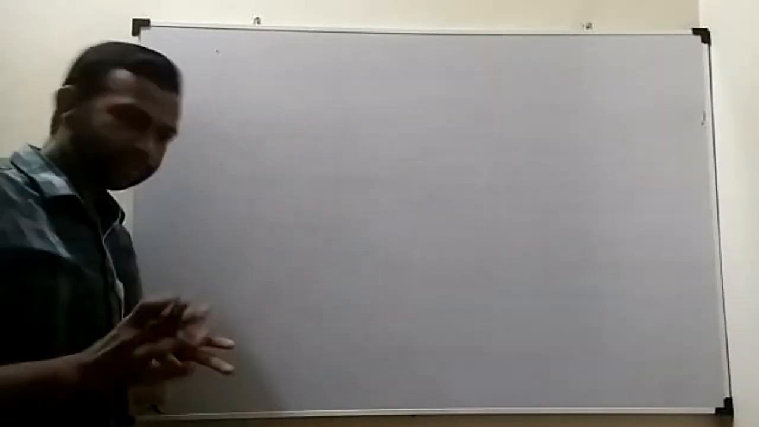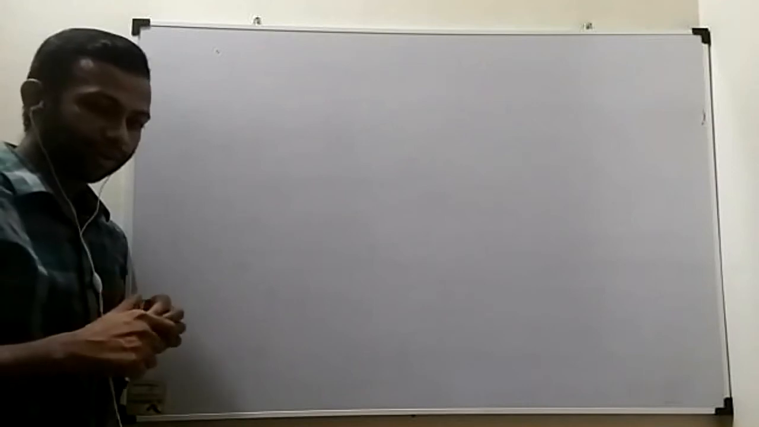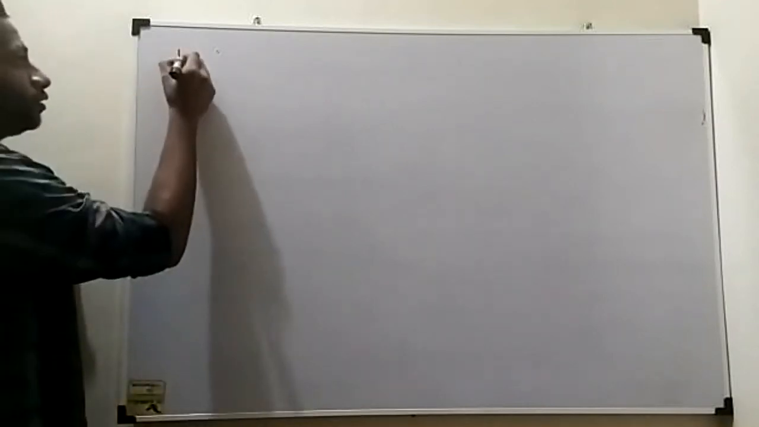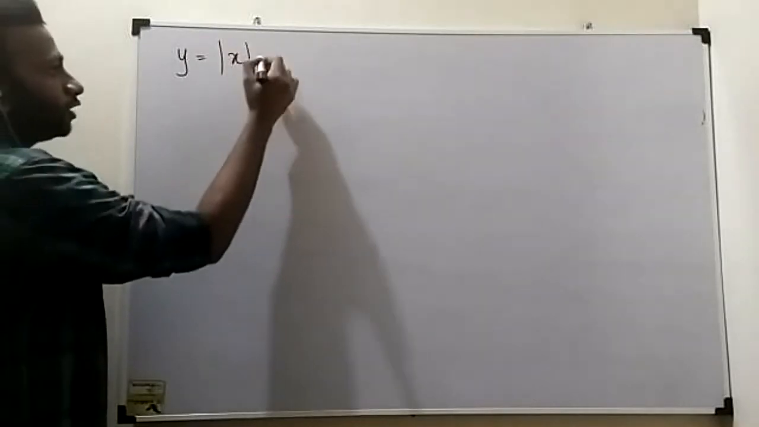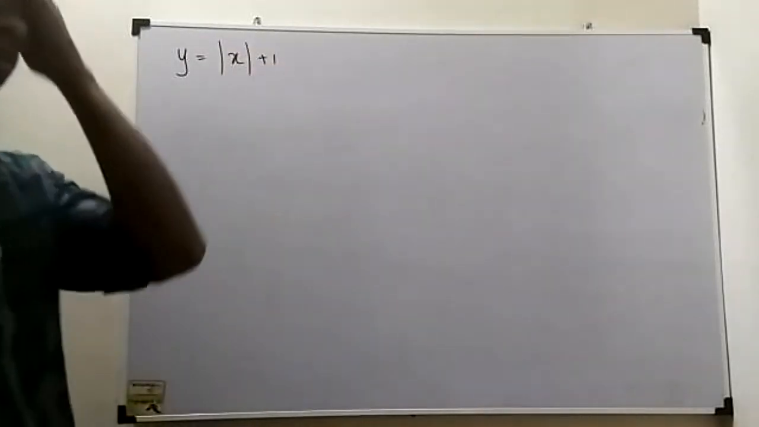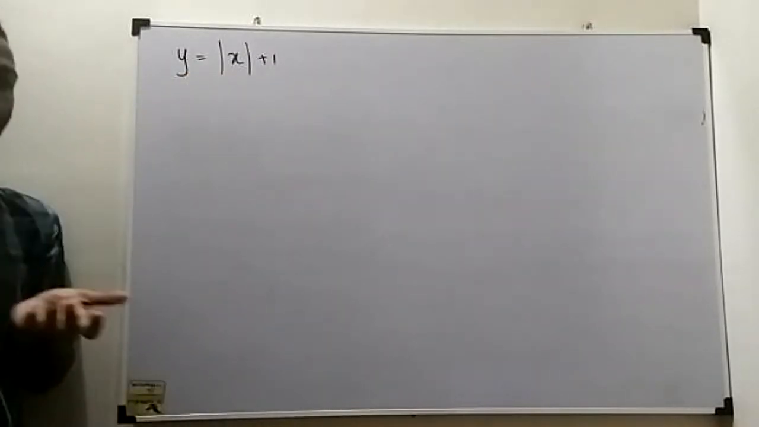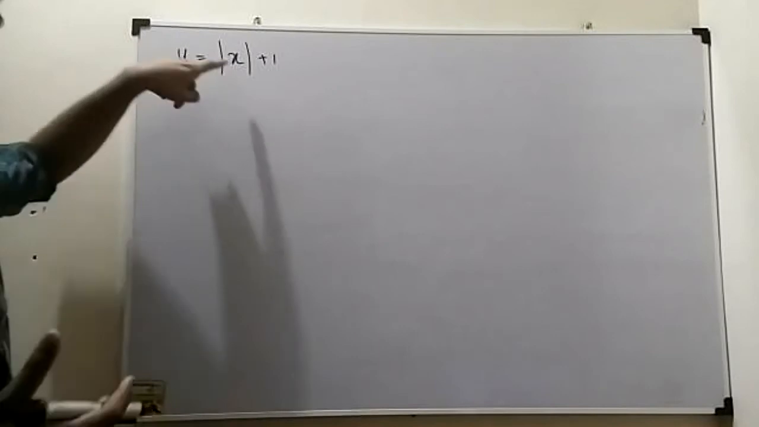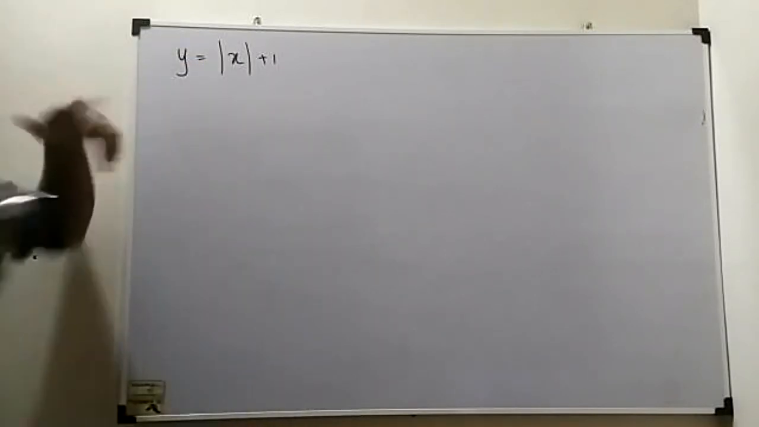First, they say sketch it in the same diagram. So first sketch it separately, and then you can put it together in one diagram. The first thing is y equals mod x plus 1. So what is mod? This is modulus. Modulus means it's always positive. If it's 1, it will be 1. If it's minus 1, you take the modulus value, it will still be plus 1.